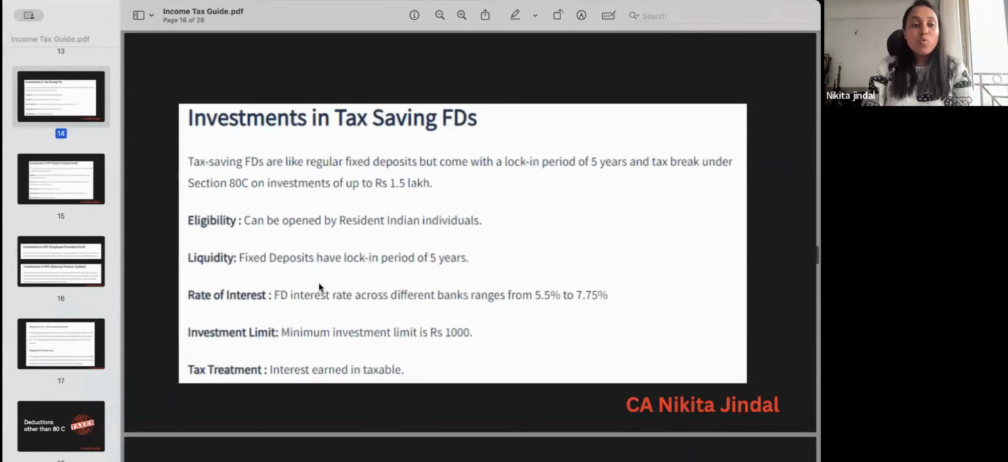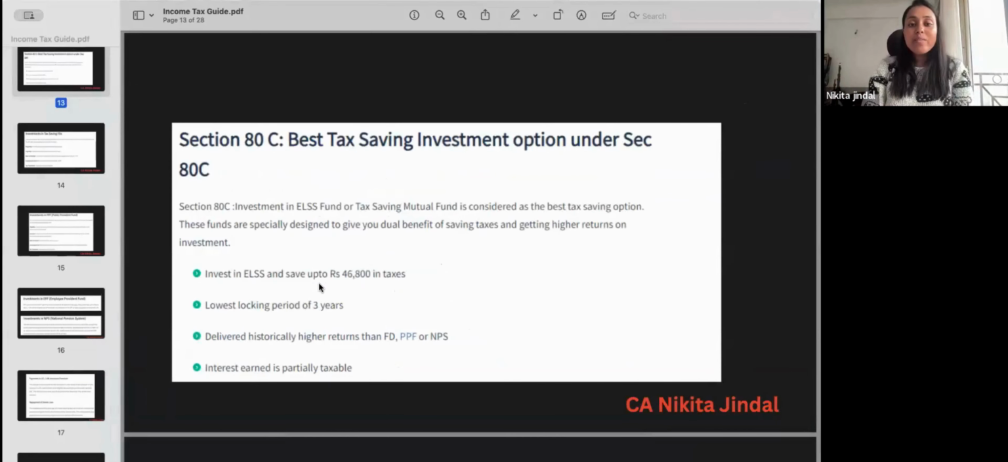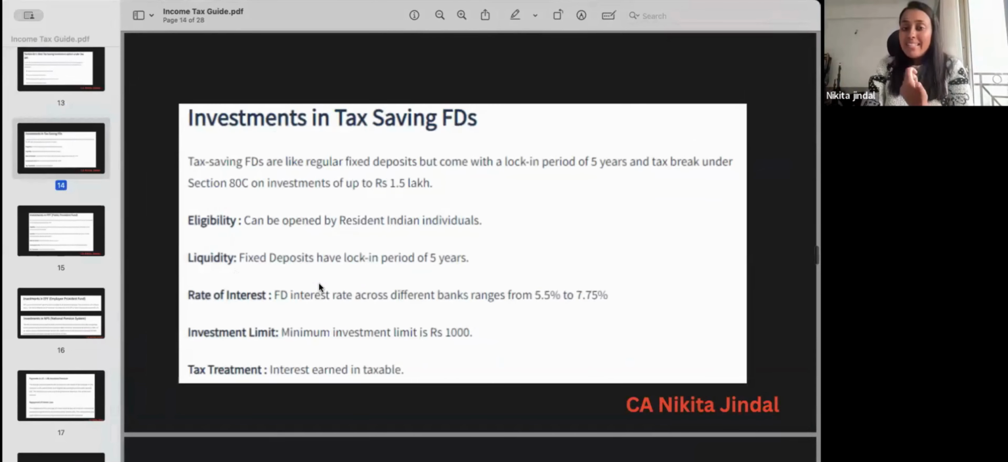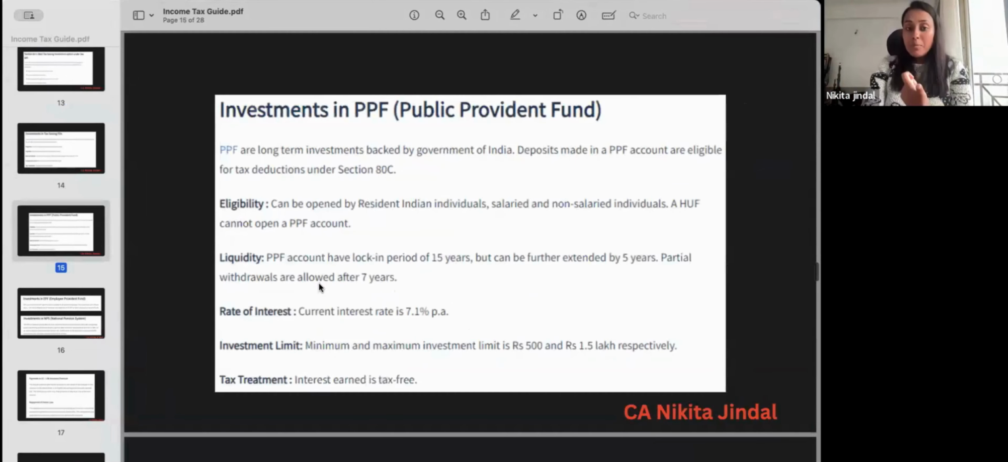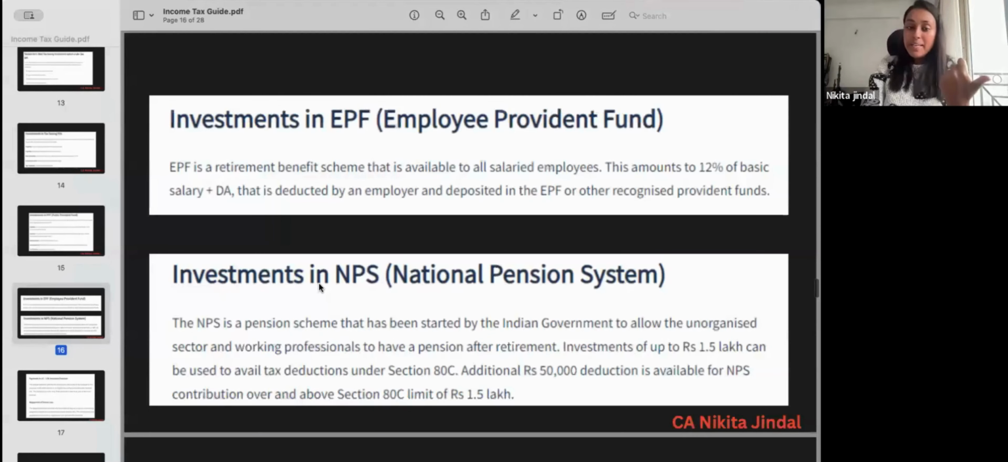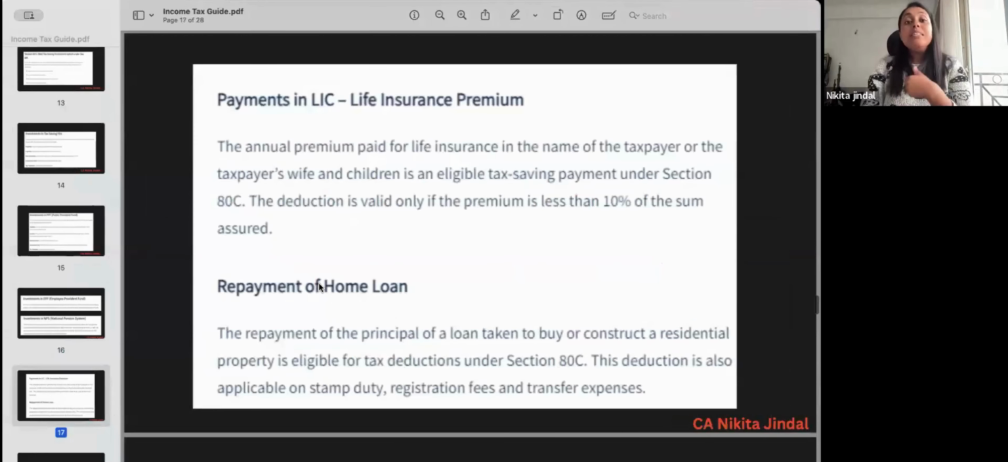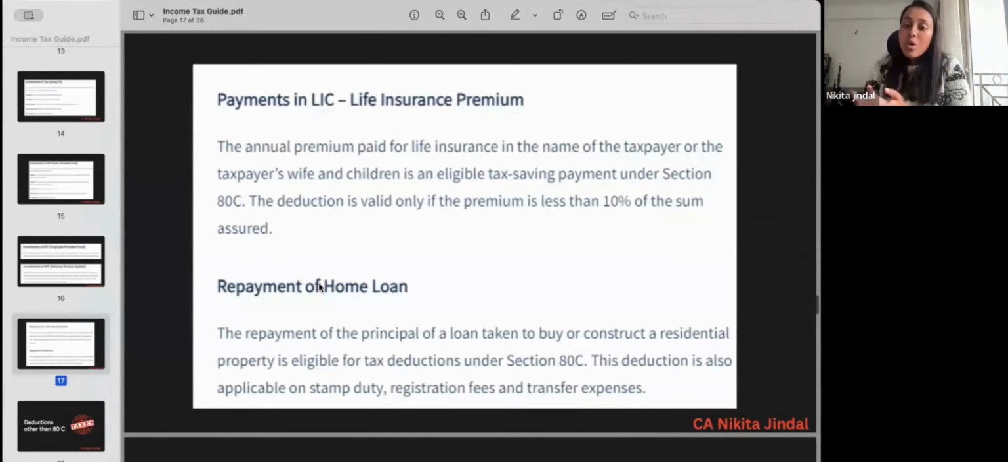I will just go through this quickly again, so you won't get confused. So number one we have covered is ELSS fund. Number two is tax saving FDs. Number three is PPF. Number four is EPF. Number five is NPS. Number six is life insurance premium. Number seven is home loan repayments. So there are other options also, but I have covered only those options which are important for you to know and which are the most common options under section 80C deductions.